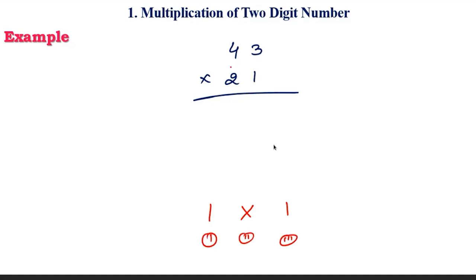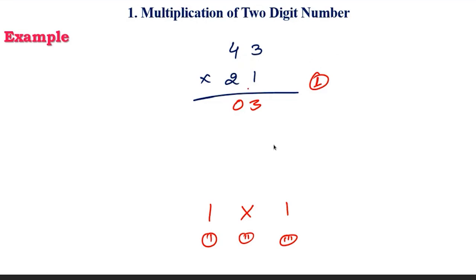Now tell me the first step. 3 into 1, 3. Next, 4 into 1, 4, plus 3 twos are 6. So 6 plus 4, 10. So here you have to write down 0 only. Like we did earlier, the concept of carry will come here as well. 1 will be the carry over.